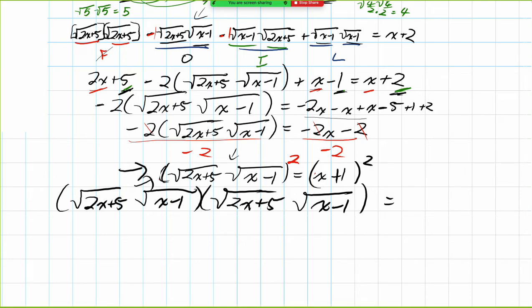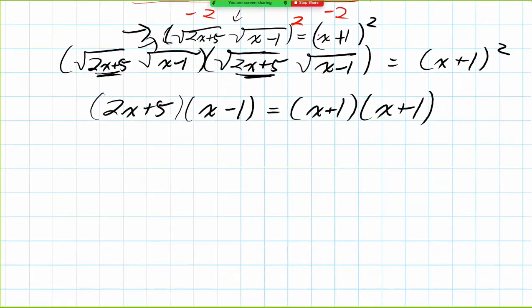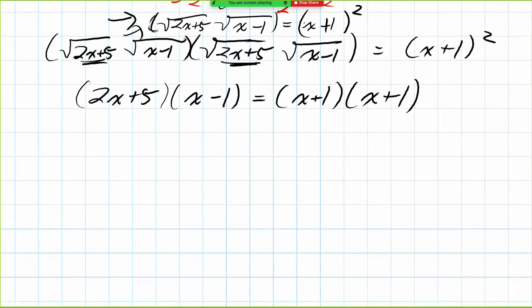And I'm going to keep the right side here the same. When you do that, like we talked about before, we just keep the values underneath the roots. So you get 2x plus 5. That's one set of values. And then you have times x minus 1. That's the other set of values. On this side here, you have x plus 1 times x plus 1. So a whole bunch of FOIL again. I'm going to go through this part a little quicker because there's no roots in this one. So I'm just going to jump right to the next piece.